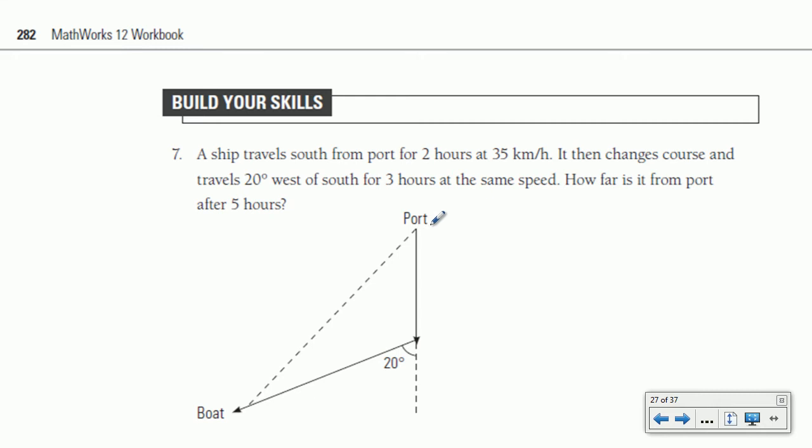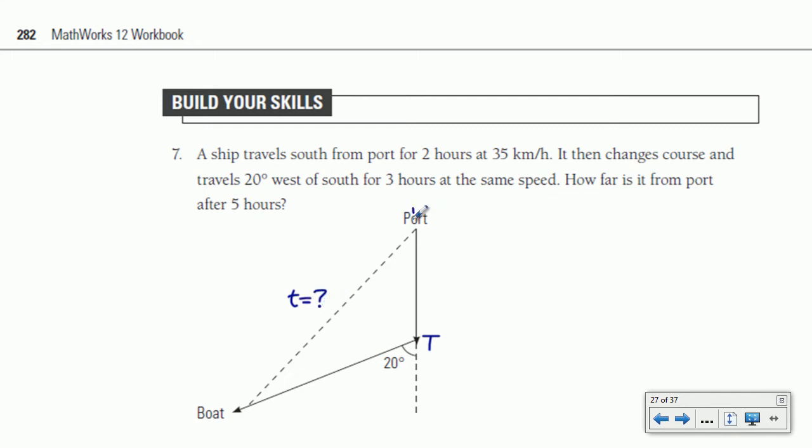So in this question, a ship travels south from port for 2 hours at 35 kilometers per hour. It then changes course and travels 20 degrees west of south for 3 hours at the same speed. How far is it from port after 5 hours? So we need to figure out this distance here. And if we call the interior angle of the turning point t, we'll call this side length t. And that's what we need to figure out.